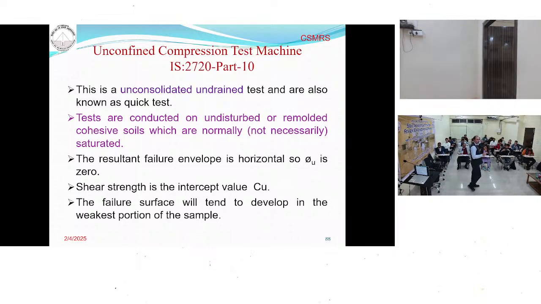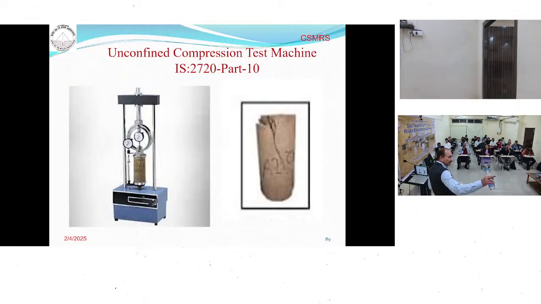To conduct this test, we require a loading frame or compression machine, and we take a sample whose diameter to length ratio is 1:2. So this is the compression machine.